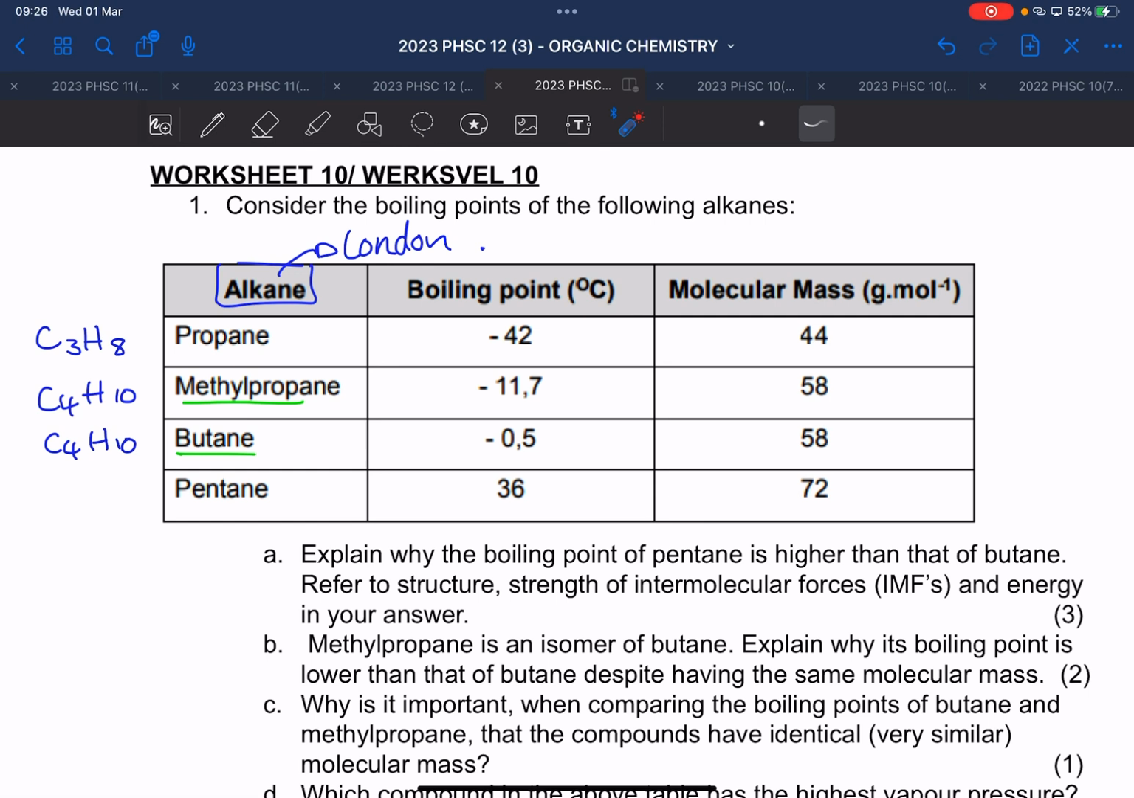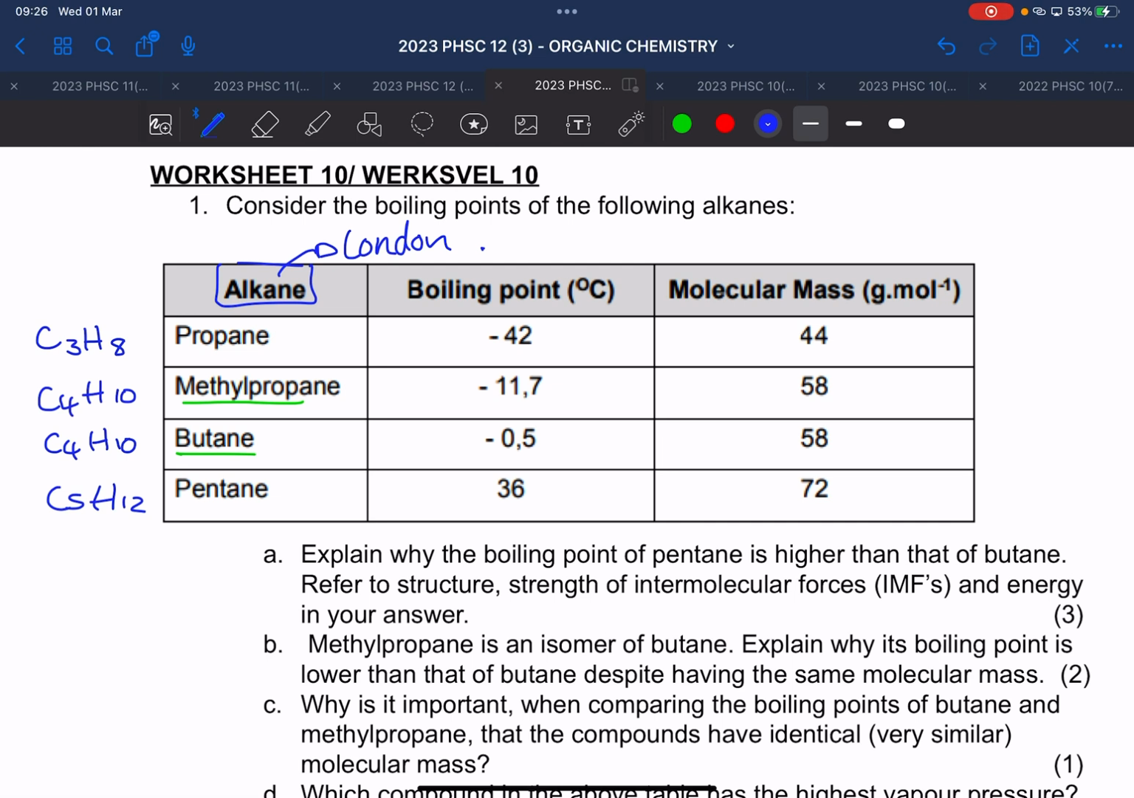Not position, chain isomer. Because the position of the substituent did not change. It's not like it was 1-methyl propane and now it's 2-methyl propane. The whole structure of the parent chain changed. The length changed, so it's a chain isomer. Right, and then pentane, how many carbons? 5. Okay. Then you can see here the molar mass. These two are the same because they have the same molecular formula, and then this one is a bit bigger.